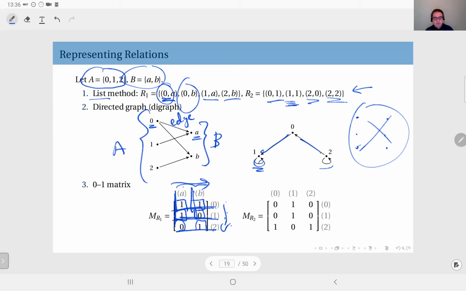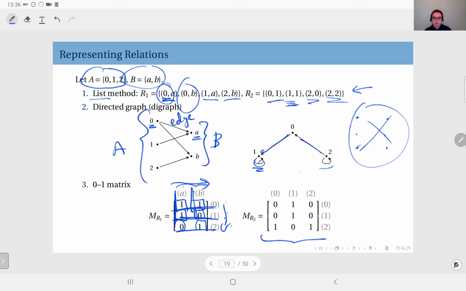You see, this is a 3 by 2 matrix because the cardinality of set A is 3 and the cardinality of set B is 2. So this is a general rule. If set A has m elements and set B has n elements, the 0-1 matrix will be of size m by n.